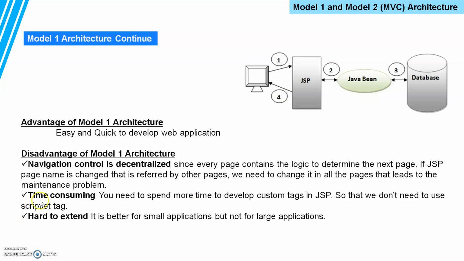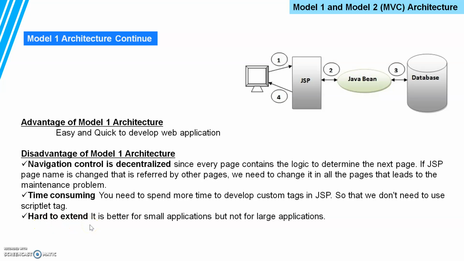That is one problem. Second, developing the application using this model 1 architecture is time consuming. You need to spend more time to develop custom tags in JSP, so that we don't need to use the scriptlet tag. To make less use of the scriptlet tag, you can design your own JSP tag library for conditional statements, loops, sorting algorithms, and specific algorithms, but we have to spend more time to develop these things. So that is again one problem. It takes much time, and also it is hard to extend.